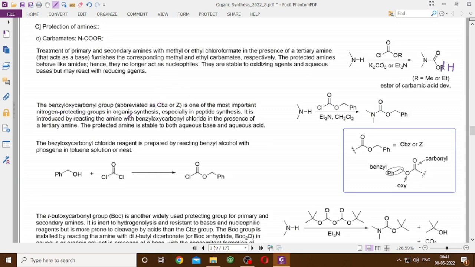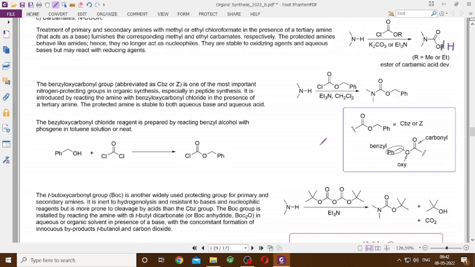It is one of the most important nitrogen protecting groups used in organic synthesis, especially in peptide synthesis, as I have told you. It is introduced by reacting the amine with the corresponding benzyloxycarbonyl chloride in the presence of a tertiary amine. This one is fairly resistant to hydrolysis, both in aqueous base as well as aqueous acid. Note the name: the benzyl group followed by an oxygen and followed by a carbonyl. That is why people call it benzyloxycarbonyl, CBZ, or simply Z. The benzyloxycarbonyl chloride is prepared by reacting phosgene with benzyl alcohol in toluene solution, or in neat liquid phosgene and benzyl alcohol, which will then react with the amine and offer the CBZ protection.